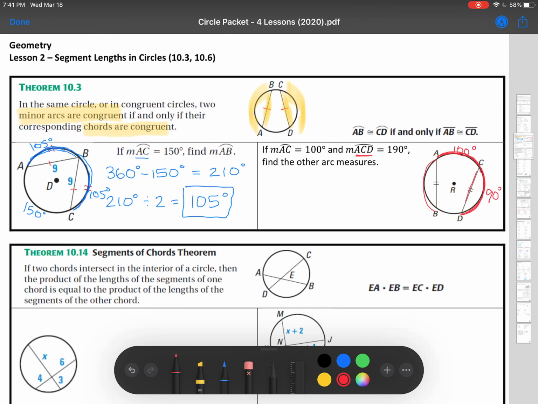Since this chord is congruent to this chord, that means that this arc's also a 90. How big is BD? Well, we've got 100 plus two 90s already. How much is that? 280? So how much would be left out of our total circle? 280 already used up. Is that 80 degrees left for arc BD? So that was kind of a simple theorem.